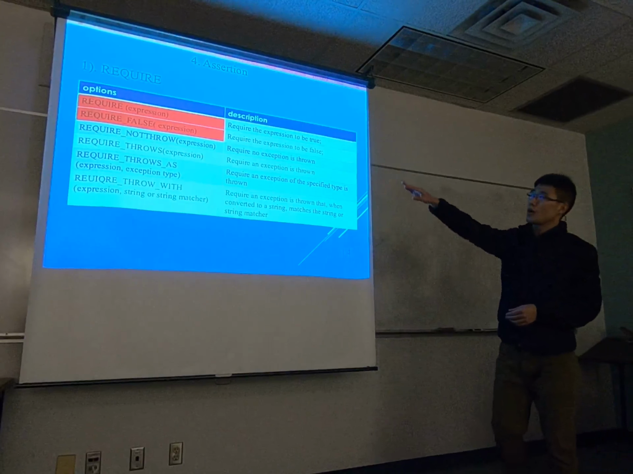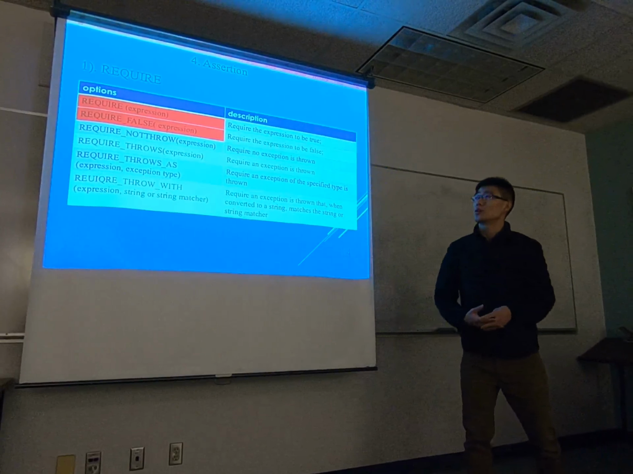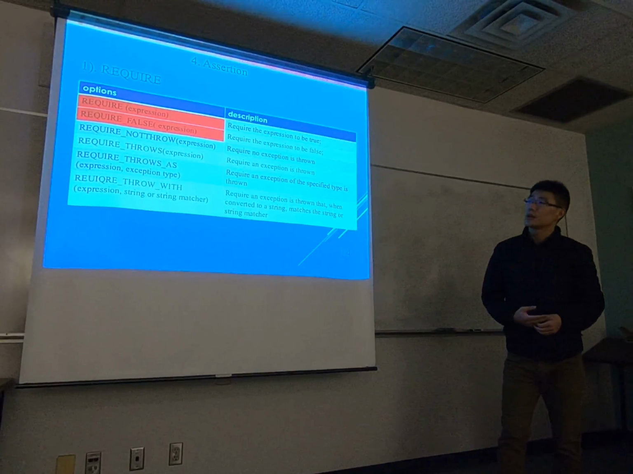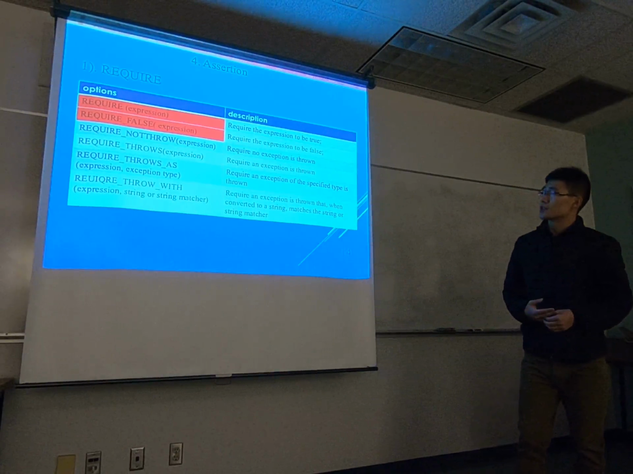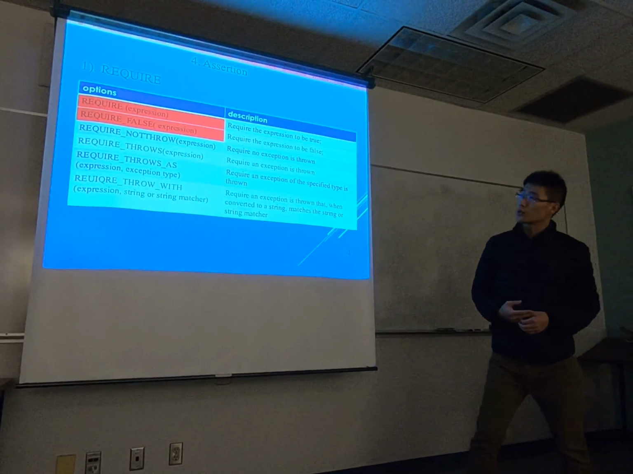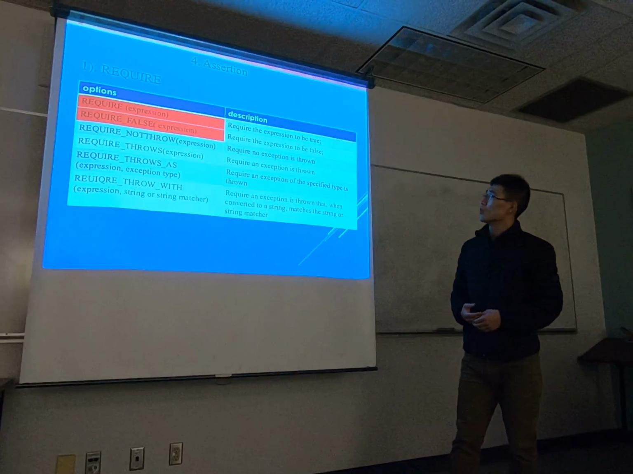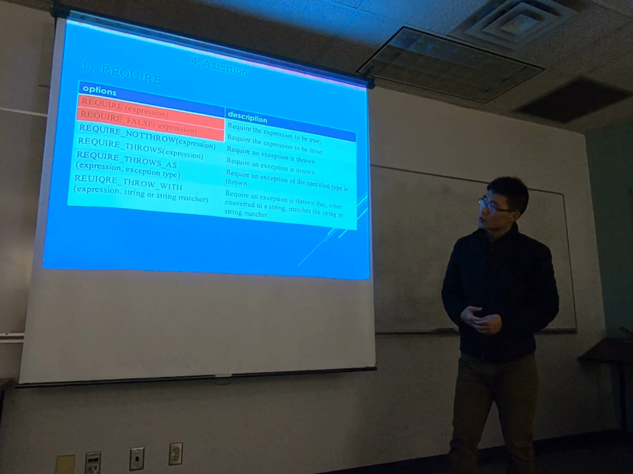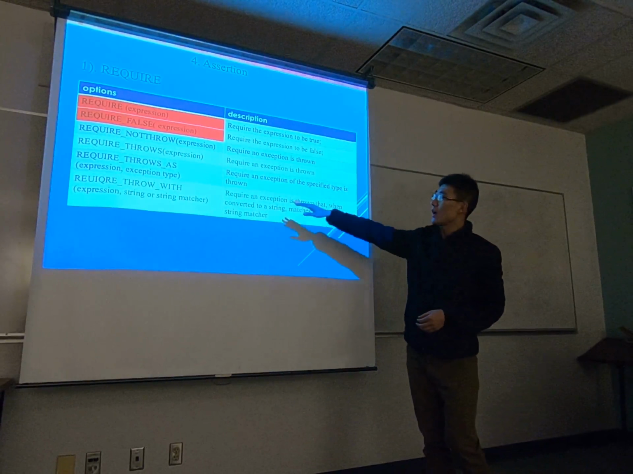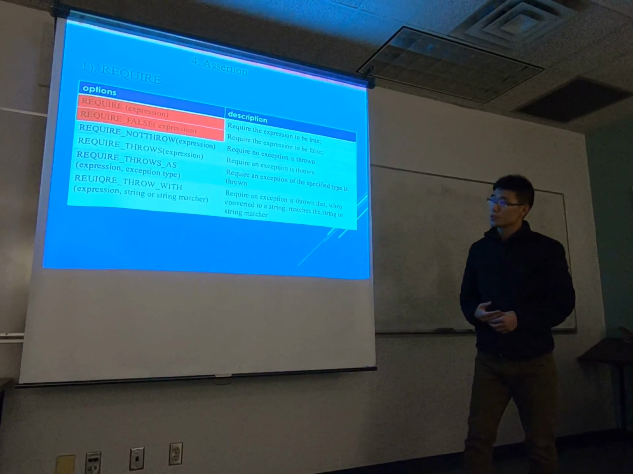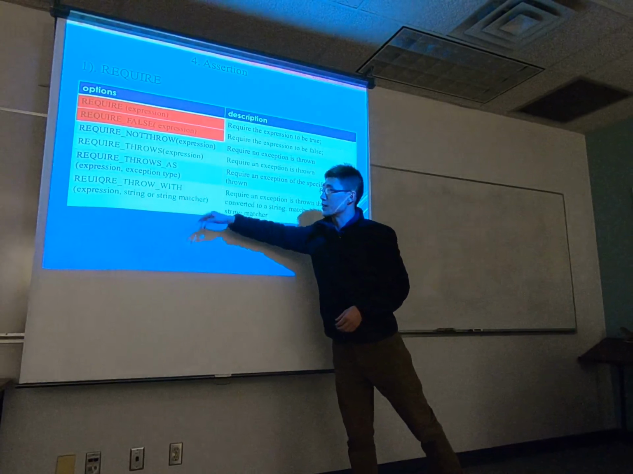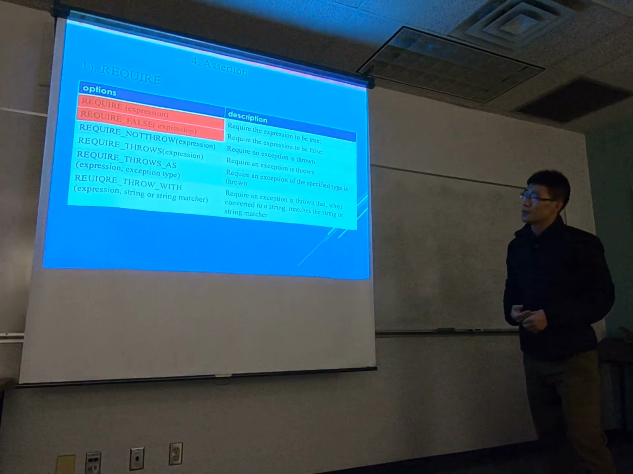So the first one requires the expression to be true. The second one requires the expression to be false. And require no throw: require no exception is thrown. Require throws: require an exception is thrown. Require throw as: require an exception of the specific type to be thrown. So in this case, you need to provide an extra parameter, the exception type.